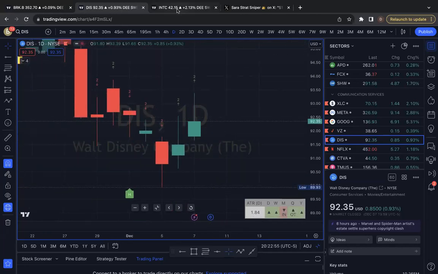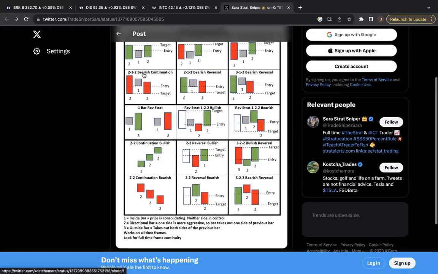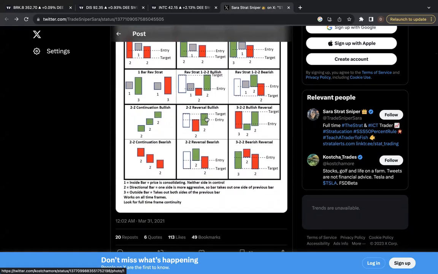So we have these combinations here. We have a 2-1-2, bullish and bearish. We have a 3-1-2. We have a 2-1-2 to the downside. We also have a 1-3, and we have a 1-2-2. And the most common one that people usually use is a 2-2. The 2-2 means a 2 down and then a 2 up, because that signifies a reversal.